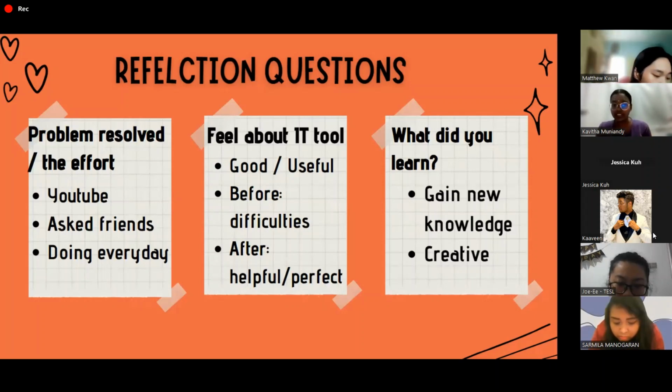What I learned from these activities is to become a creative thinker and an innovative thinker. Using these IT tools really helped me make all my activities perfectly, and I got a chance to explore new things. So I think that's all for me. Thank you.